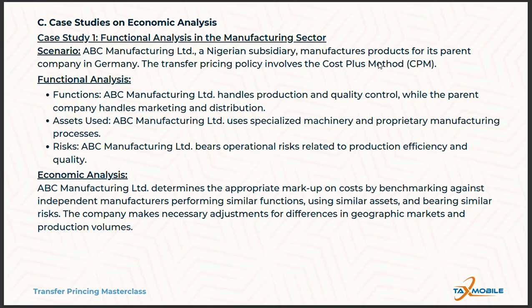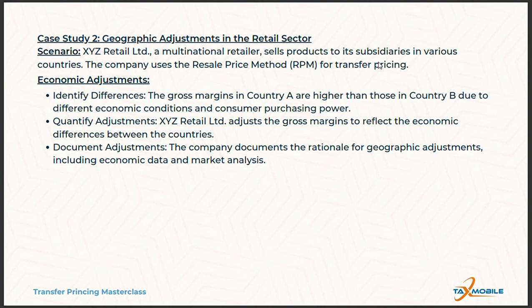Our second example involves XYZ Retail Limited, a multinational retailer that sells products to subsidiaries in various countries. The company applies the resale price method for transfer pricing in this case. Now, the gross margin in country A is higher than in country B due to different economic conditions and consumer purchasing power. This geographic difference directly impacts pricing, and without adjustment, the margins would not be comparable.